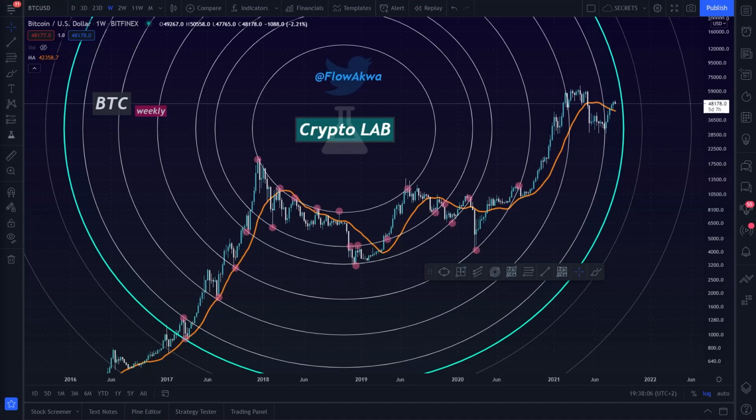Today we have a very special chart, one of my babies, one of my best discoveries. These circles predict Bitcoin's future. So without further ado, let's get started.